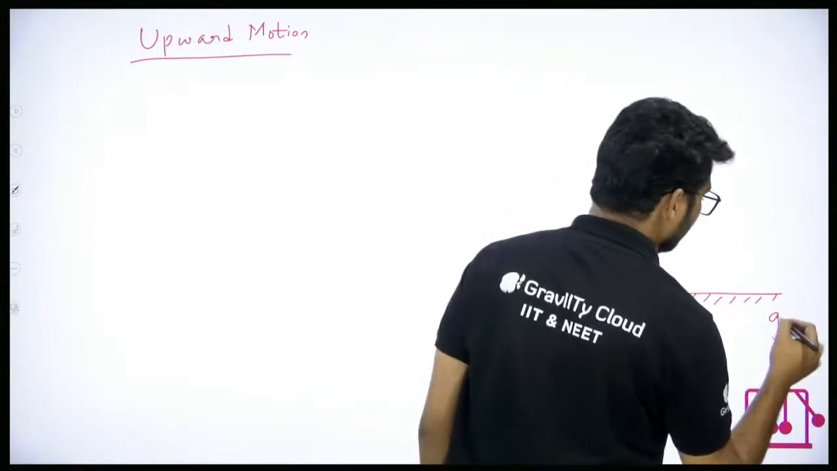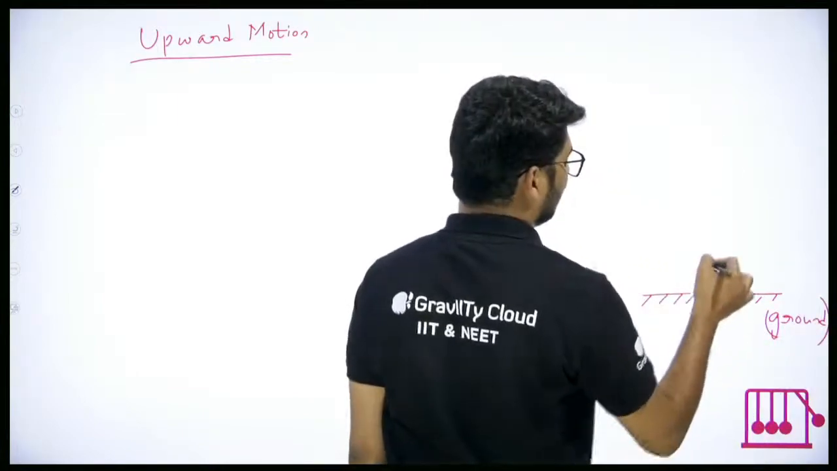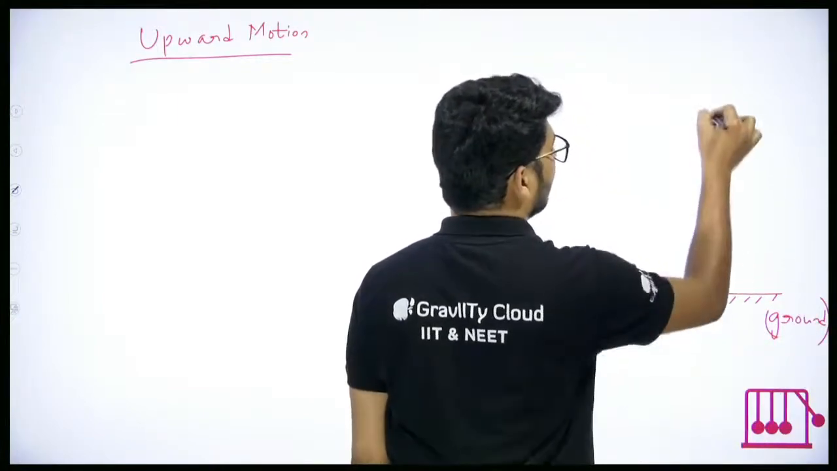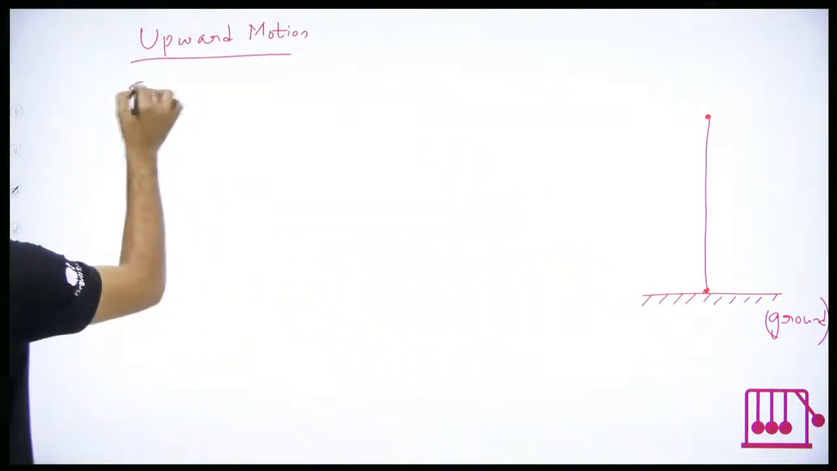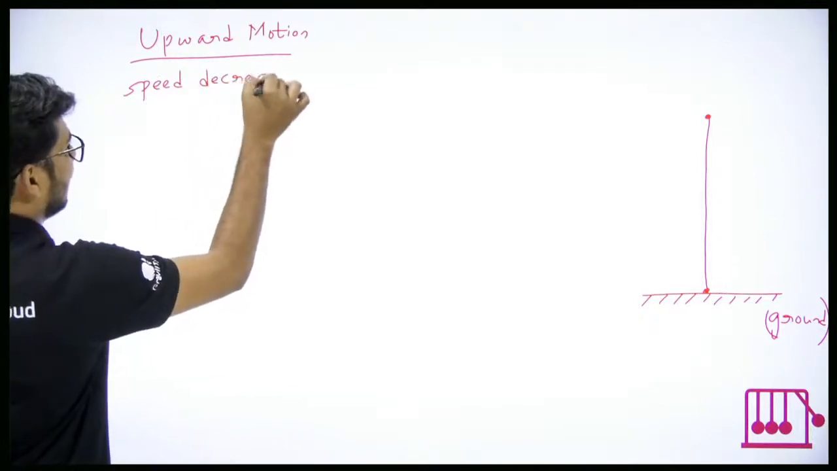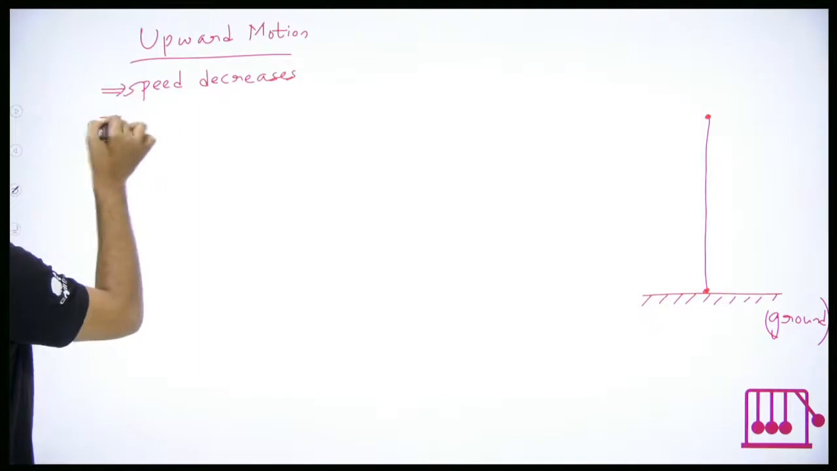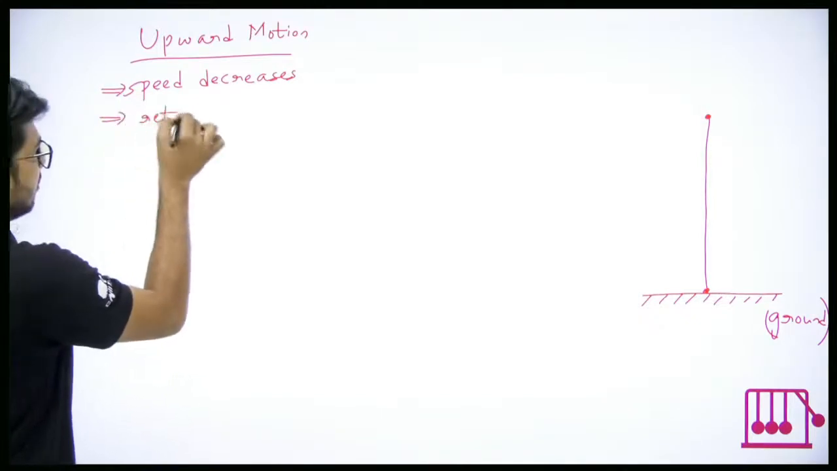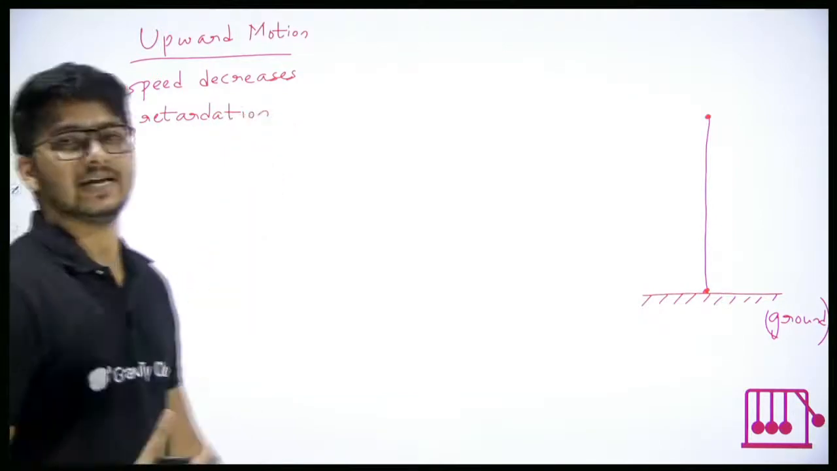This is the ground, by the way, not a plane mirror, it is ground. The body is going up. What happens? As the body starts going up, its speed decreases. Speed decreases with height as it goes up. And if speed decreases, we say that it is retardation. Right, so acceleration will be negative.